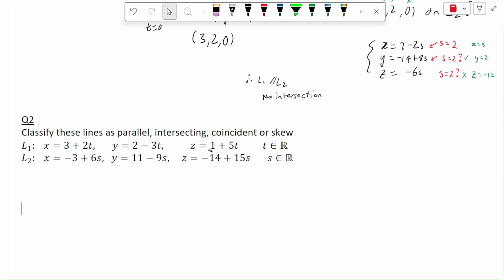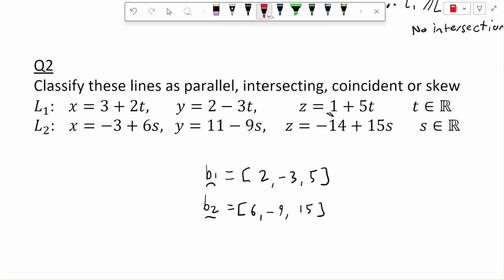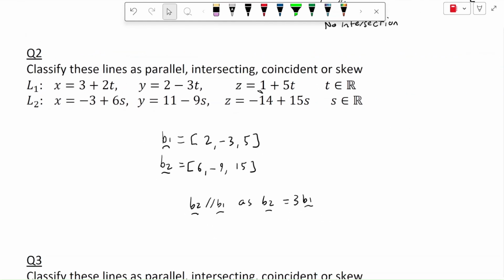All right, next up we've got a new example here. So first thing is just check the direction vectors of each line, B1 and B2. So B1 is 2, minus 3, and 5. And then B2 is going to be 6, minus 9, and 15. Are they multiples of each other? Yes, they are. B2 is parallel to B1 as B2 is 3 lots of B1. They are straight up multiples. 3 times B1 gives you B2.